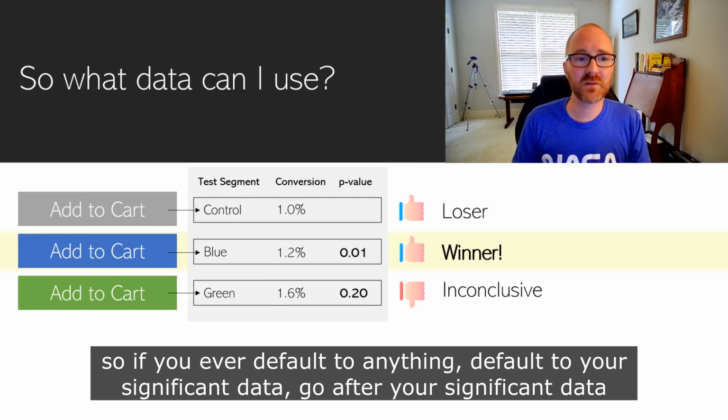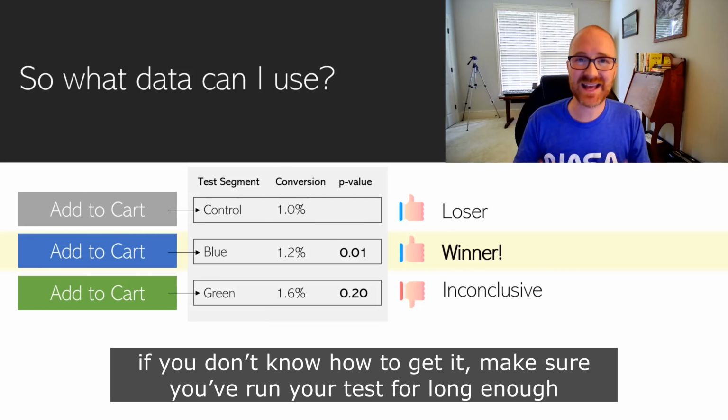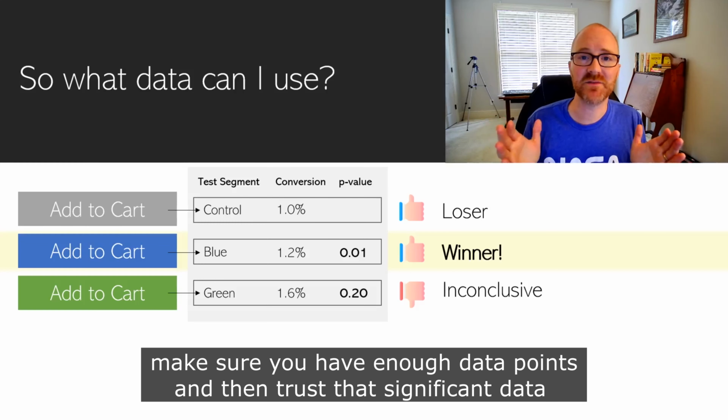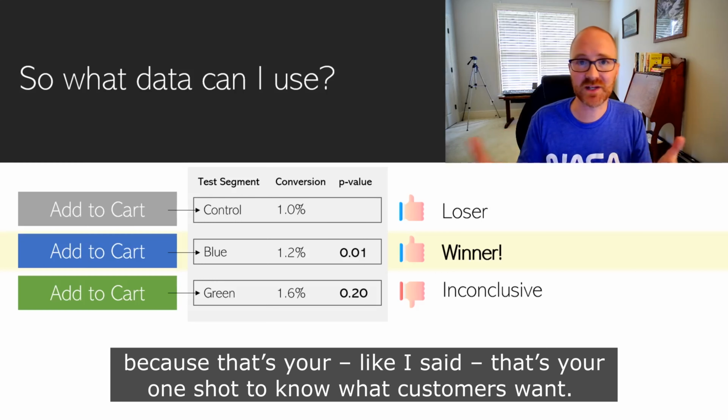So if you ever default to anything, default to your significant data, go after your significant data. If you don't know how to get it, make sure that you've run the test for long enough, make sure that you have enough data points, and then trust that significant data, because that's, like I said, your one shot to know what customers want.